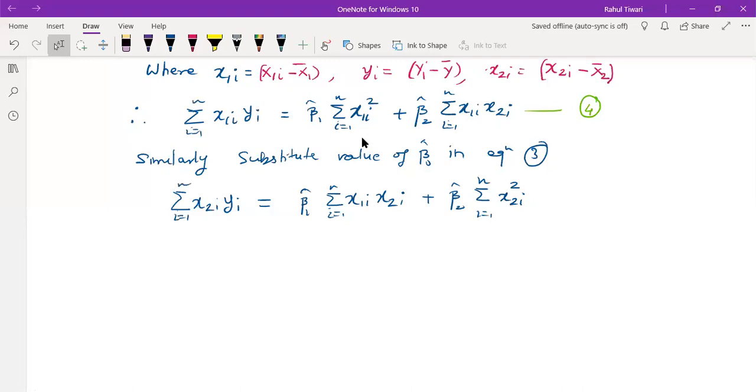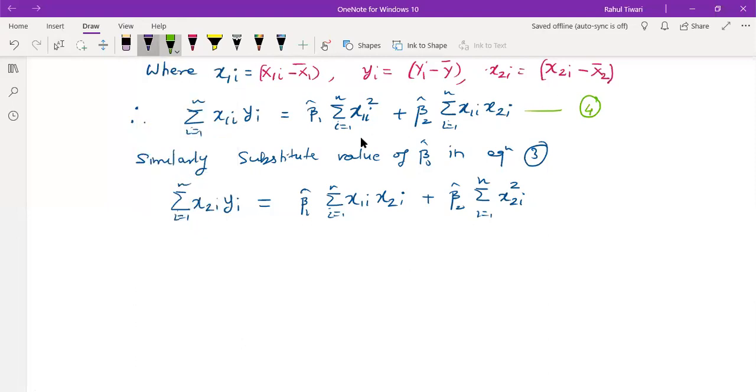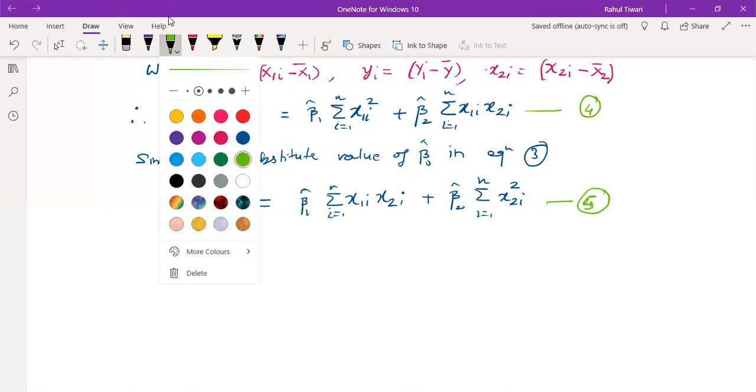So this expression is number, this is 4. Sorry, this is the 5th one. Is it okay to all now? This expression, I hope you can understand how one can derive.